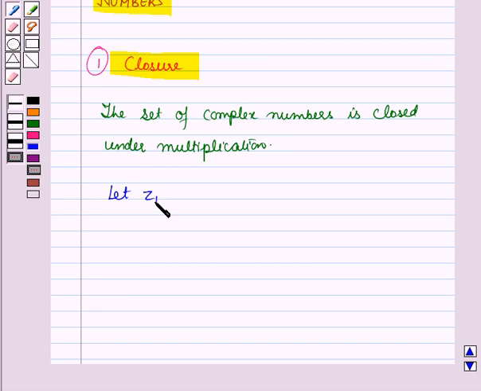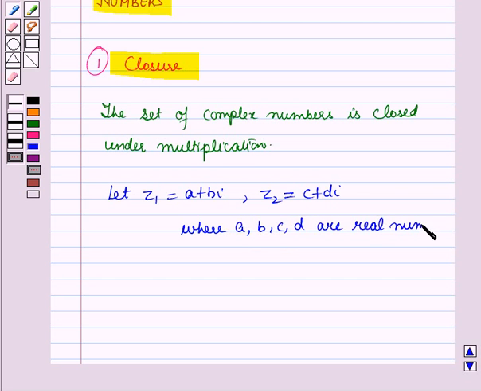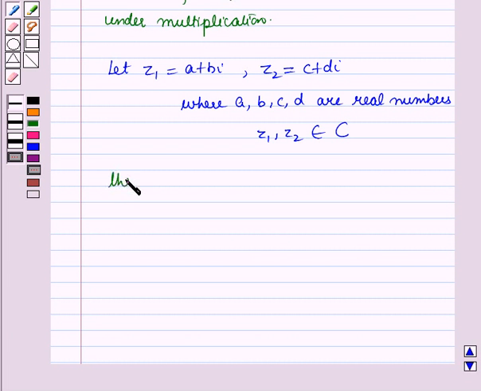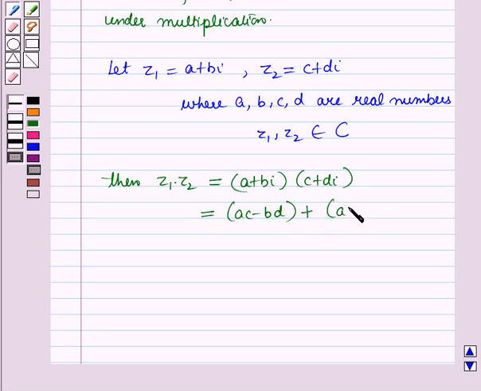Let the complex number z1 is equal to a plus b iota and the complex number z2 is equal to c plus d iota, where a, b, c, d are real numbers and z1 and z2 belongs to the set of complex numbers C, then z1 into z2 is equal to (a plus b iota) into (c plus d iota), which is equal to (ac minus bd), as iota square is minus 1, plus (ad plus bc) into iota.